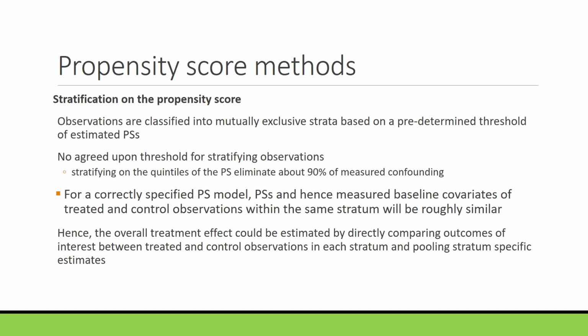The other way of handling the propensity score is using stratification. As I said, you may stratify your group into groups by quantile, decile, or some strata, or based on some predetermined threshold. And then you estimate the average treatment effect between treated and control.